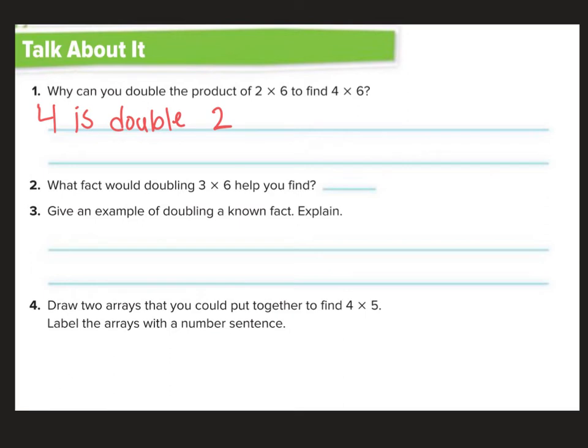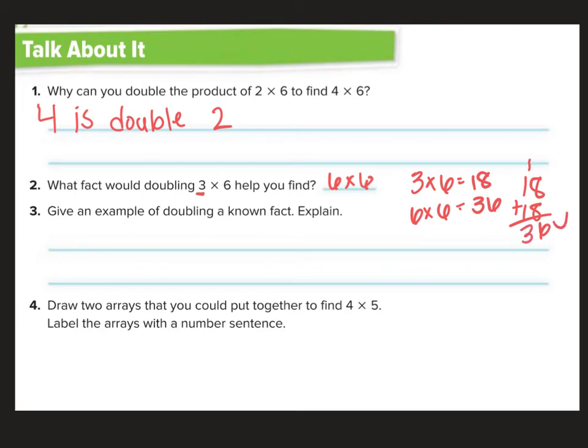What fact would doubling 3 times 6 help you find? If I doubled one of my factors, 3, I would get 6 times 6. Should we test it out? 3 times 6 is 18. 6 times 6 is 36. What is 18 plus 18? Doubling it, 36. Checks out.